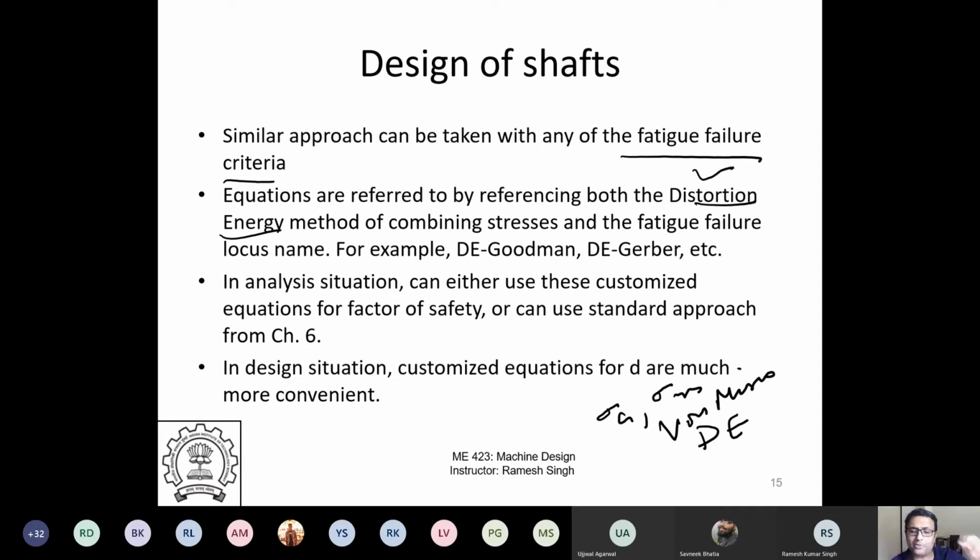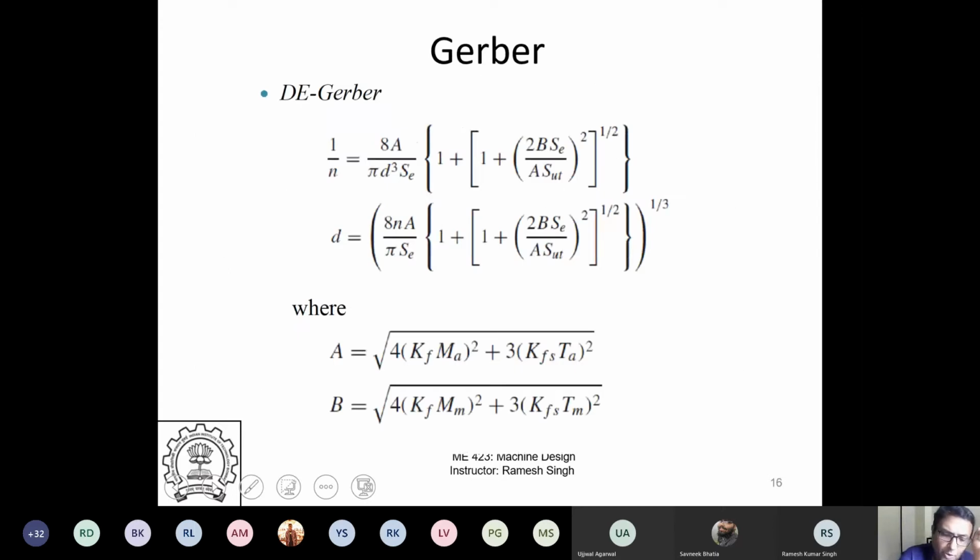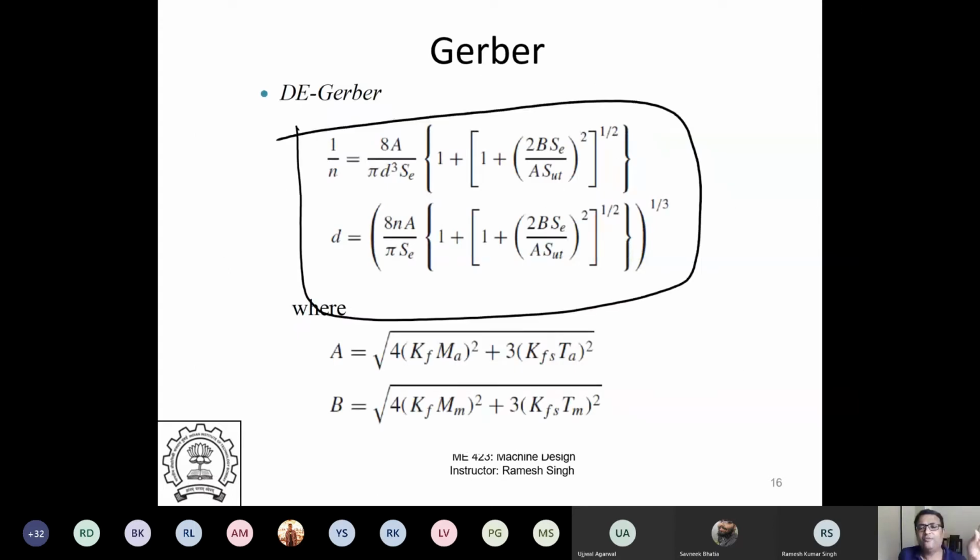I can use Soderberg, Goodman, Gerber, and the ASME elliptic. All the concepts which we have done, I can do the same things for this. So I will design two things. One is the diameter required for infinite life, and what is the factor of safety here. So for Gerber, this is the relationship. A similar relationship which I had for Goodman, I can have for Gerber for factor of safety and for diameter also.